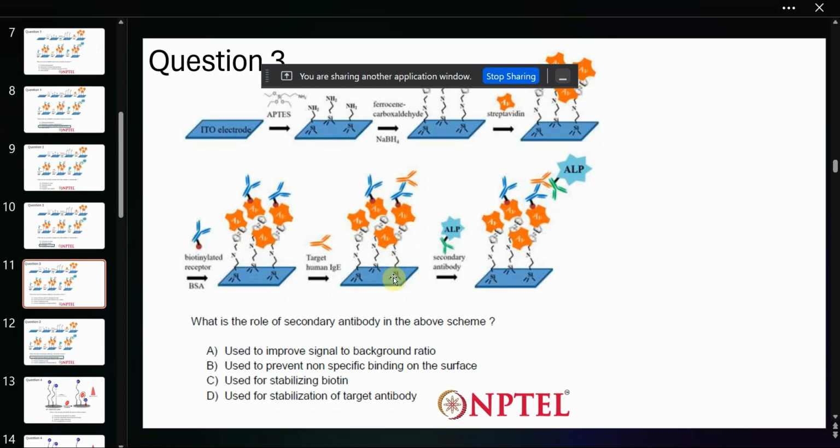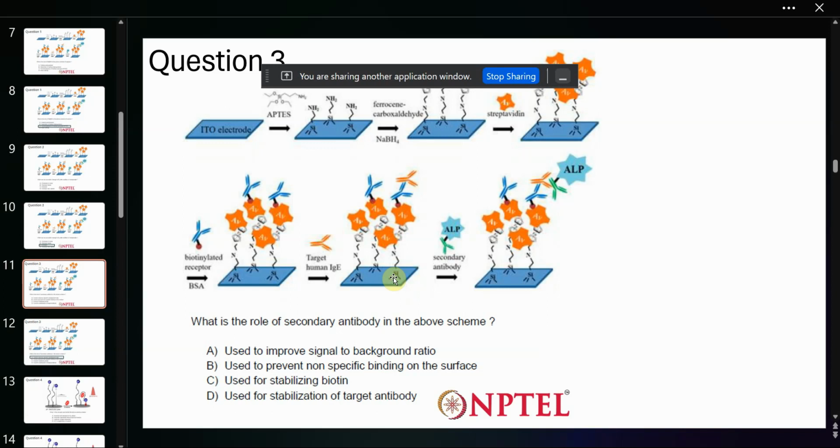So basically, in the third question, what they are asking is what is the role of the secondary antibody in the above scheme. As I said, they are first activating the surface, then functionalizing the surface, then putting the protein as a binding site for the primary antibody. Then they are binding the primary antibody, that is the detection antibody. Then they are adding the target antibody. Then they are adding the secondary antibody.